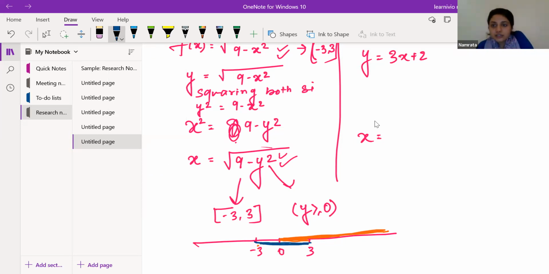Now if we try to find the common region for the blue and orange one, we will find that our range will be 0 to 3.